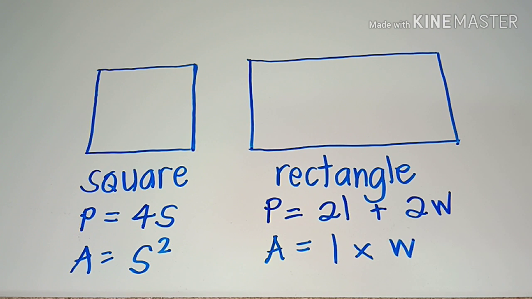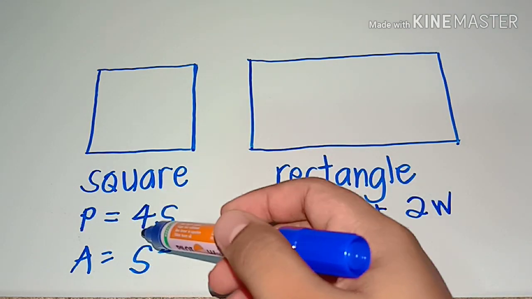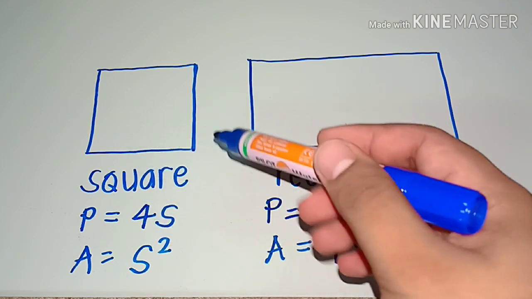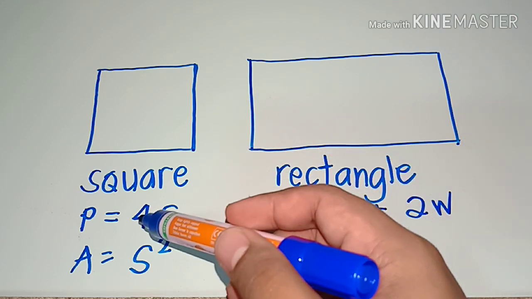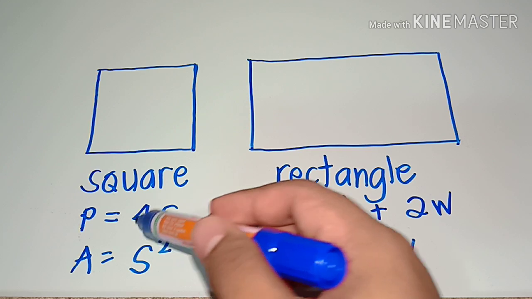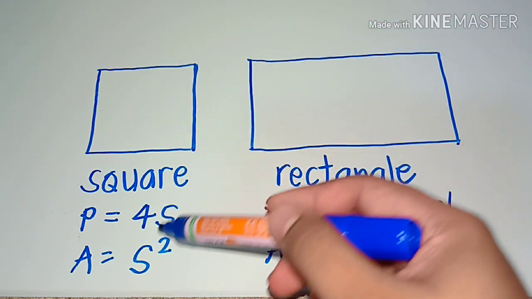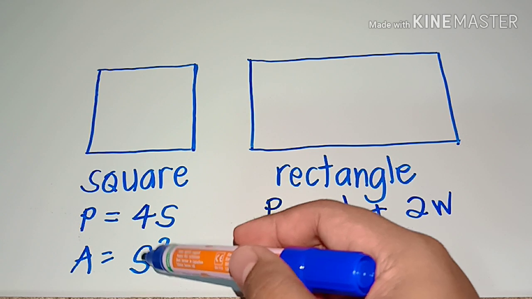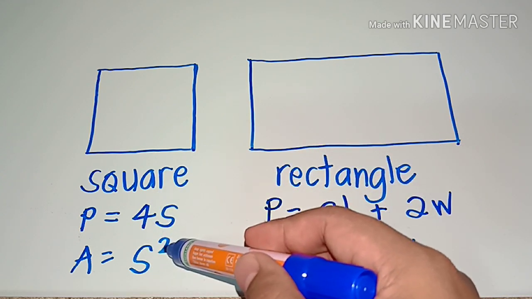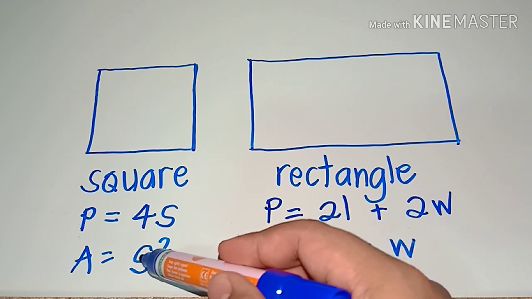In getting the perimeter and area of a square and rectangle, you just have to remember these things. For a square, since all the sides are the same, P, the perimeter, equals 4 times the side. Since all the sides are the same and there are 4 sides for a square, in getting the perimeter you just multiply the side by 4. While in getting its area, you just get the measurement of one side and multiply it by itself. So that's why we have s squared, because the 2 here means that you're multiplying the side by itself.